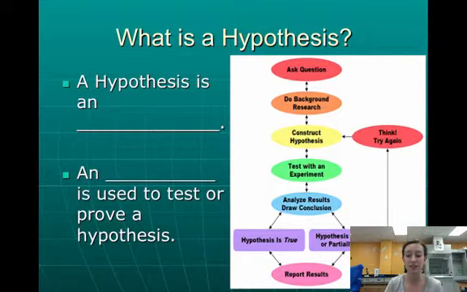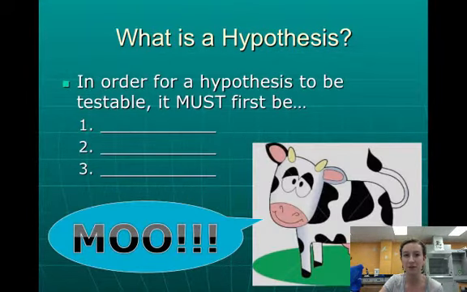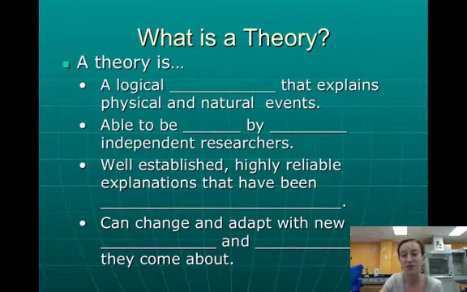So a hypothesis is an educated guess, and an experiment is used to test or prove a hypothesis. In order for a hypothesis to be considered testable, it must first be MOO. This is a good way to remember it. Measurable, observable, and objective, MOO. So what is a theory?